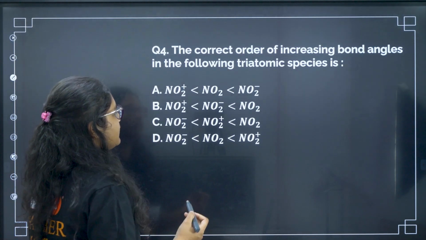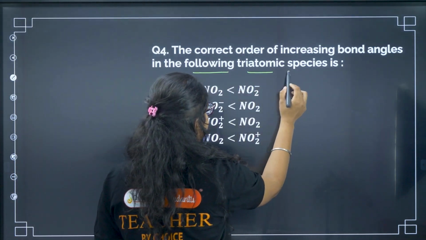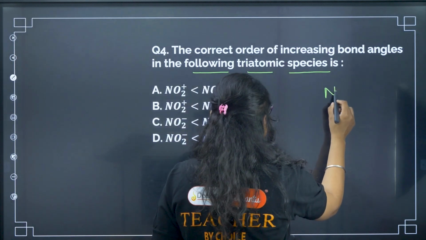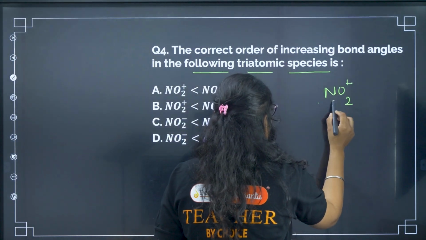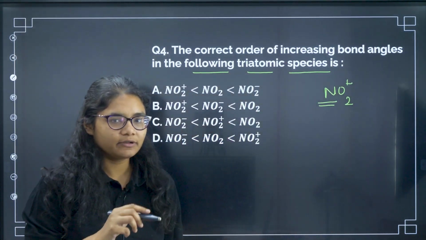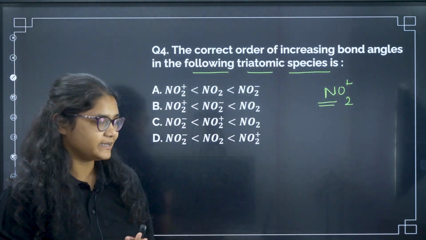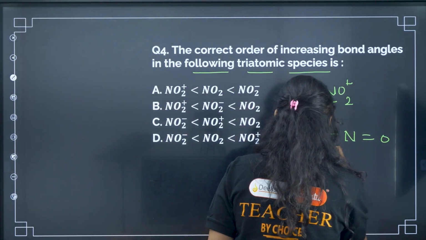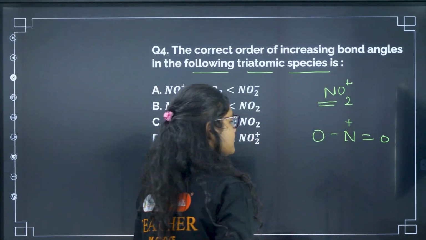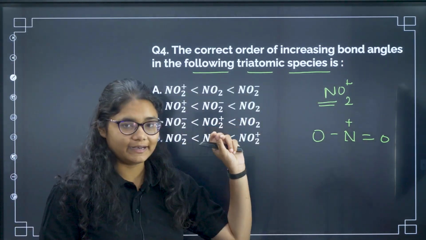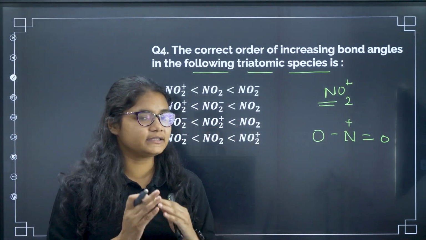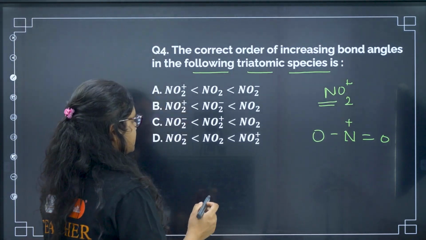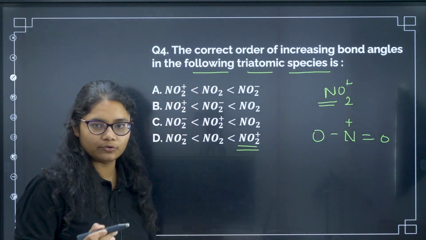The correct order of increasing bond angles in the following triatomic species is. So we have NO2 plus, okay. If you see, NO2 plus is isoelectronic with carbon dioxide, CO2, right? And so the structure is like this. Okay, it's a linear molecule, so it is 180 degrees, the highest bond angle. There is no change, so it will have the maximum value. So we can see which option. There's only one option with NO2 plus.